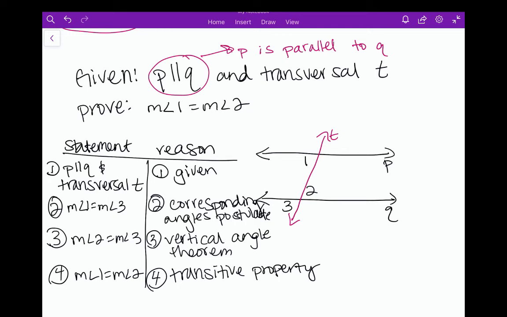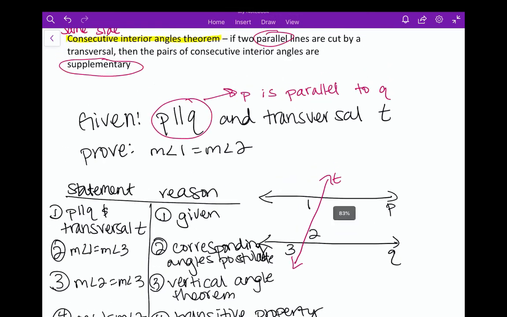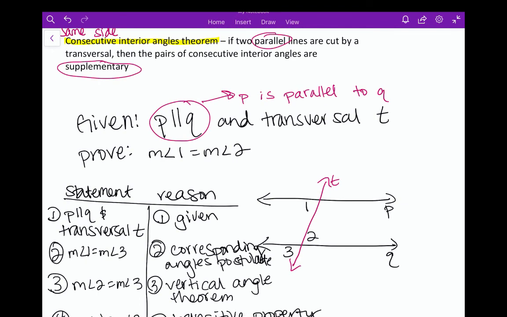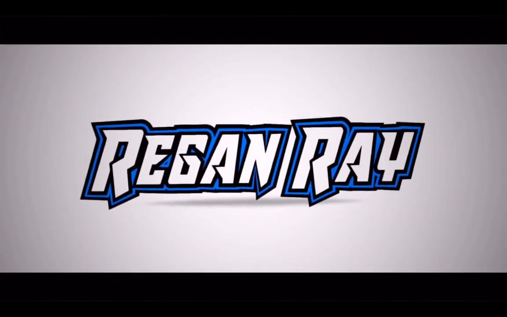That's it. That's the proof for the alternate interior angles theorem, and it would work very similar if you did the alternate exterior or if you did the same side interior, except remember, the same side interior or consecutive interior, those are supplementary. So make sure you pay attention to that.